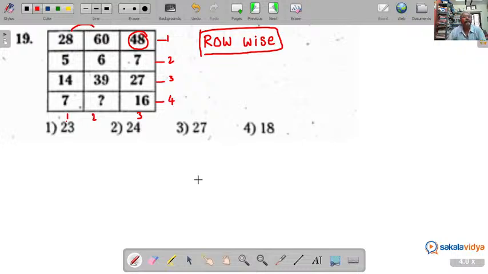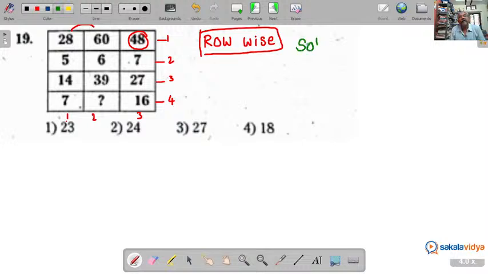Let us check. If you add 20 to 28, you will get 48. But how do you get 20 from 60? Yes, if you just make it three parts, 1/3 of 60 is 20. 20 plus 28 is 48. Now in the similar pattern, what is 1/3 of 6? 2. 2 plus 5 is 7. Yes, we got it. What is 1/3 of 39? 1/3 of 39 is 13. 13 plus 14 is 27. Yes. So now let us apply the same pattern here.